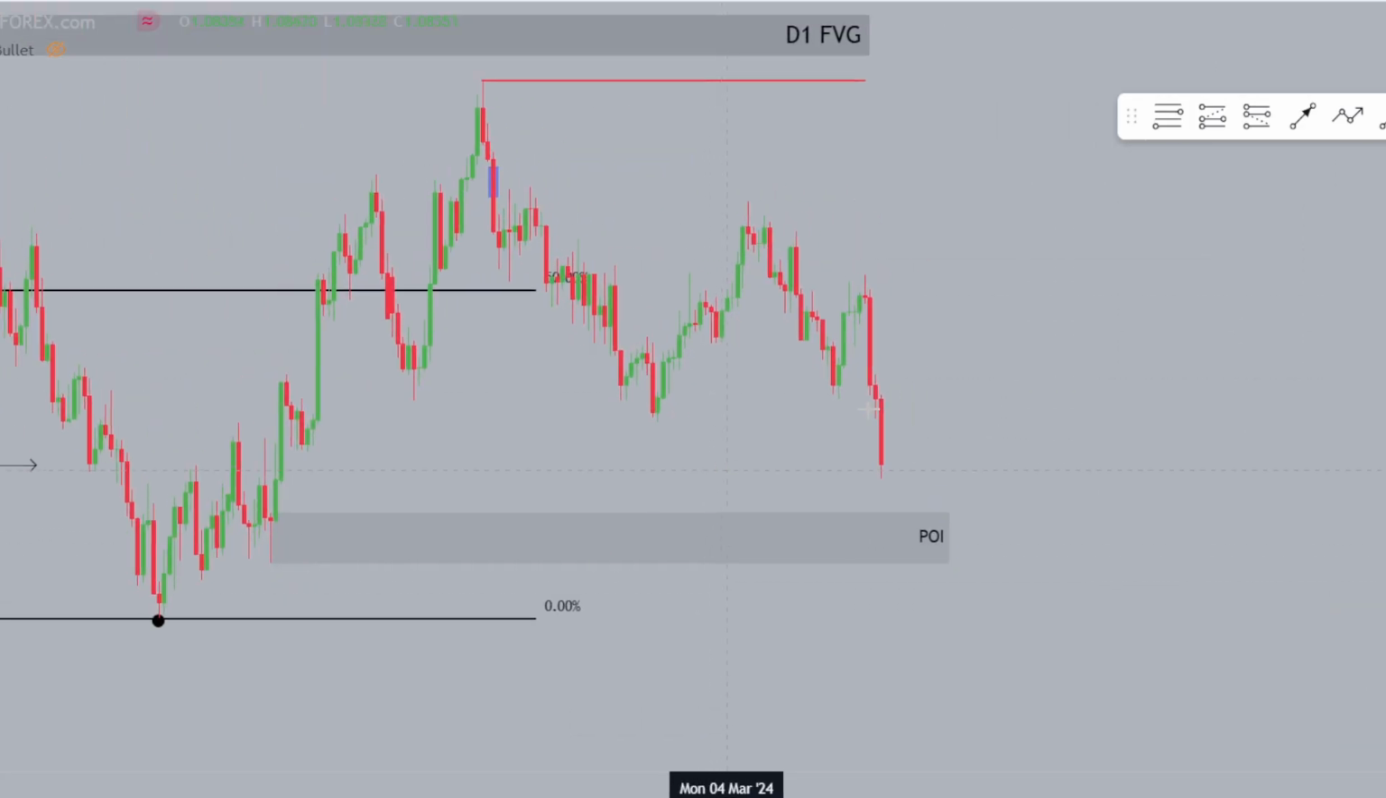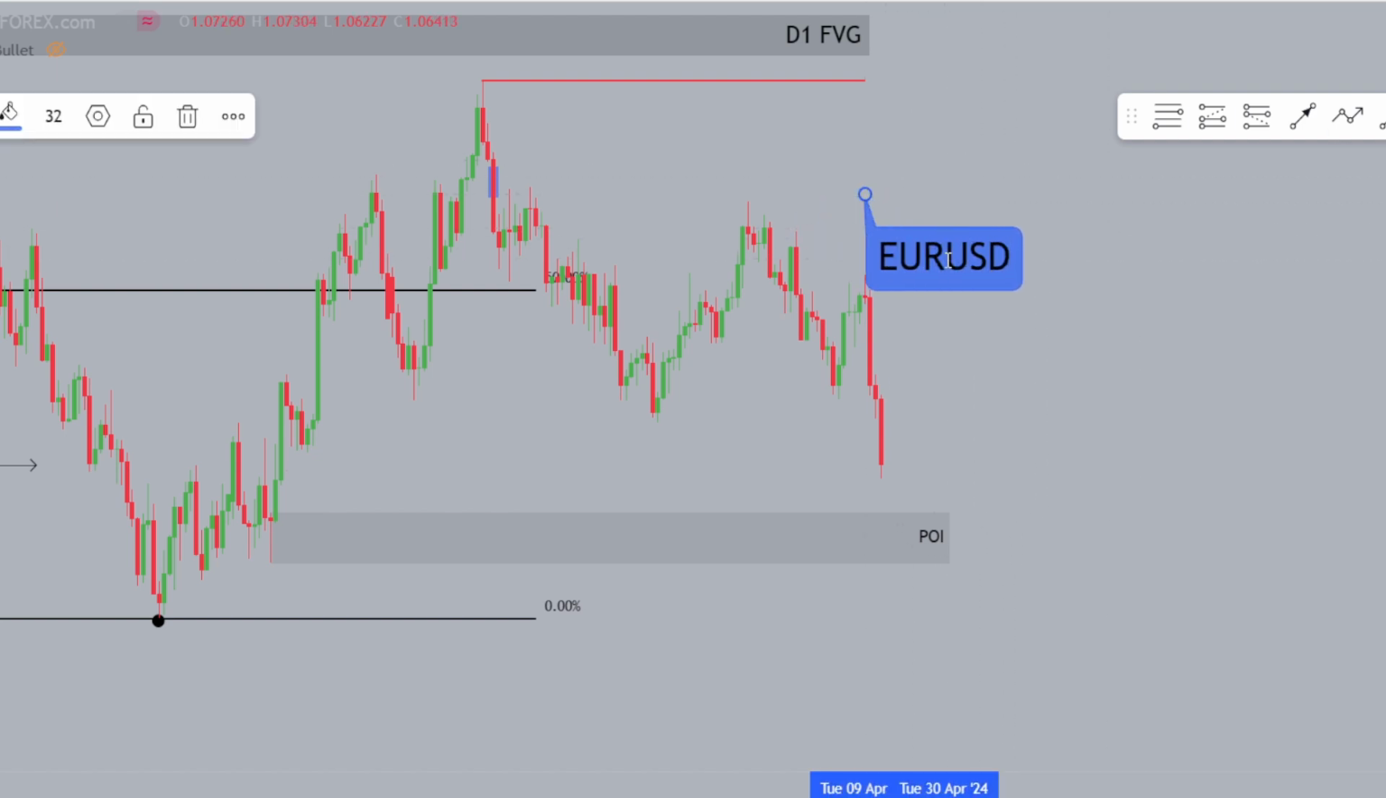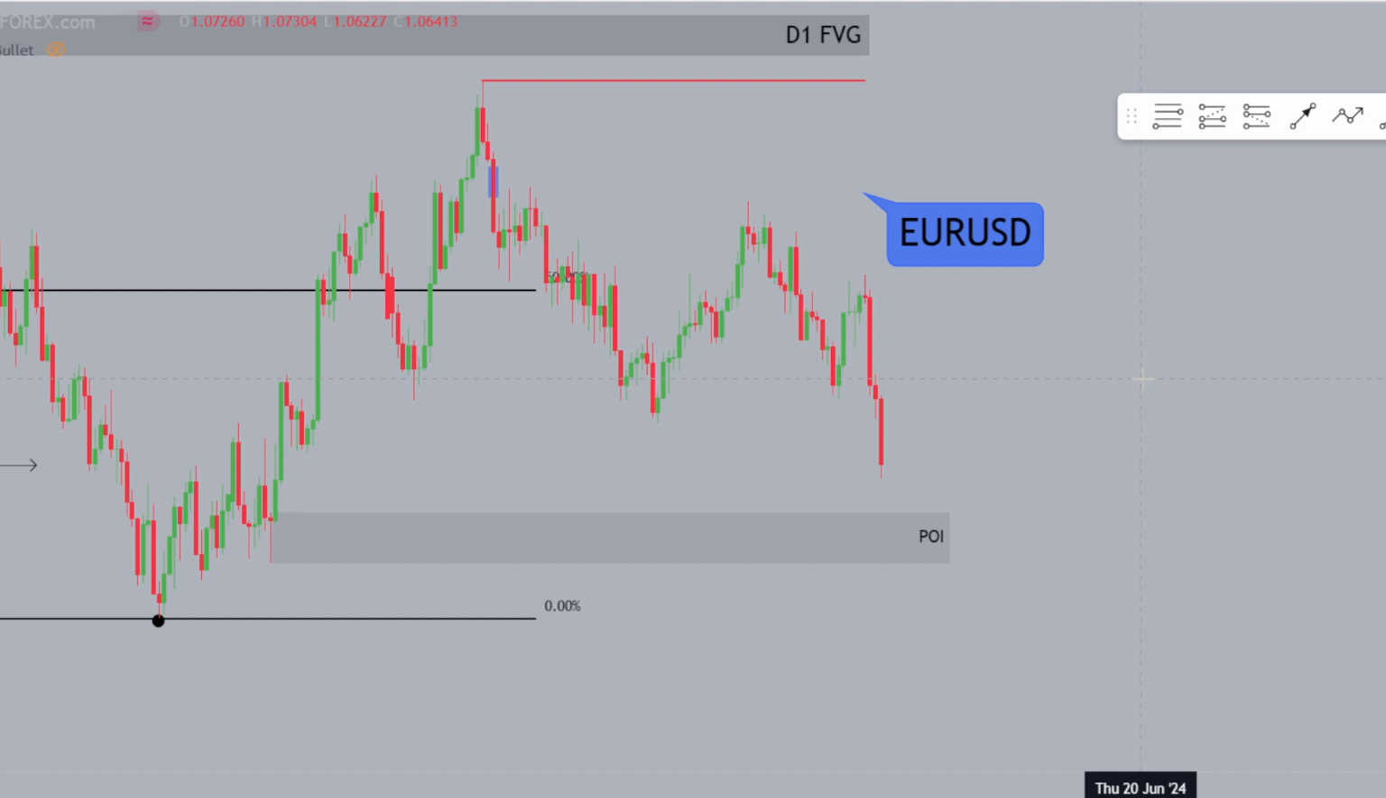Here we have a EURUSD case study, right? A trade which I didn't actually take. I was on the sidelines for this trade, but this is a potential EURUSD case study and a fantastic risk to reward trade that you could have capitalized on last week.